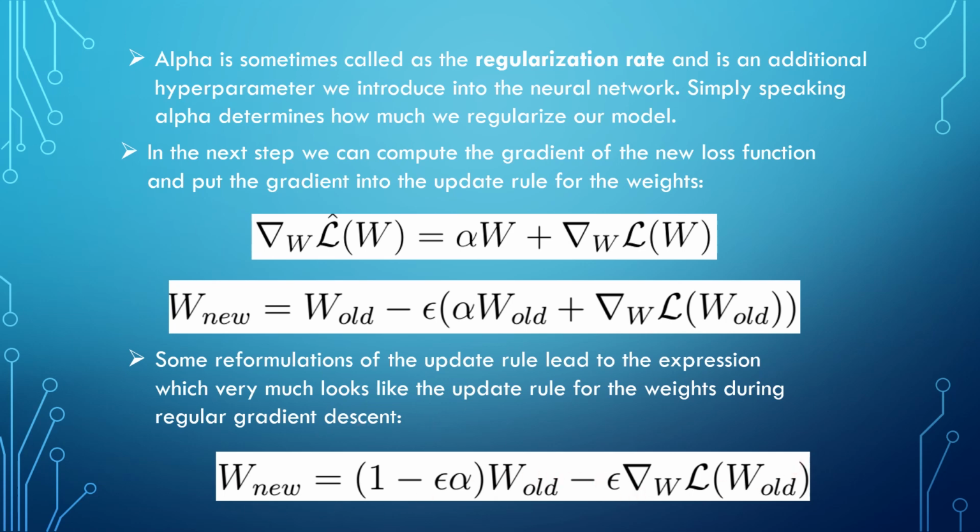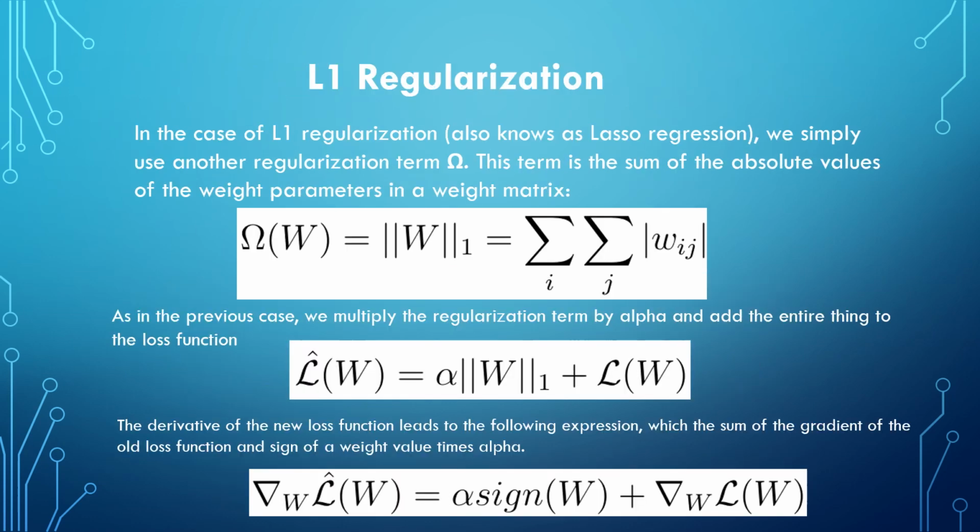Okay, I hope you can understand this, and let us move on to L1 regularization. L1 regularization is also known as lasso regression. We simply use another regularization term omega. This term is the sum of the absolute values of the weight parameters in a weight matrix. Here you can see the equation: omega of W equals the norm of W with subscript 1, equals the double summation over i, j of the absolute value of Wij.